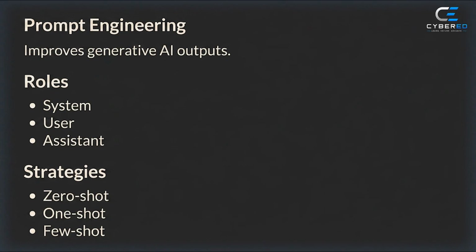Finally, prompt engineering is about communicating effectively with generative AI. System prompts define behavior. User prompts define the task. Assistant messages contain the response. Zero-shot uses no examples, one-shot uses one example, and few-shot uses multiple examples.